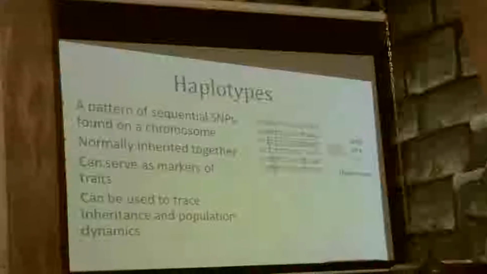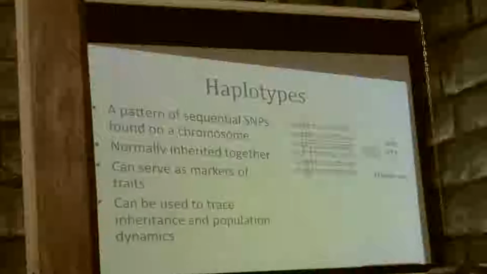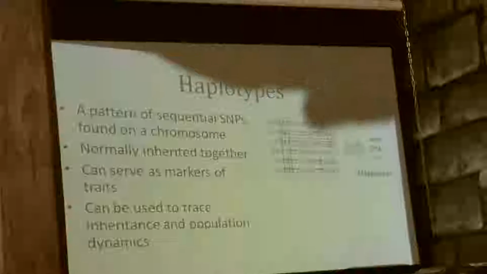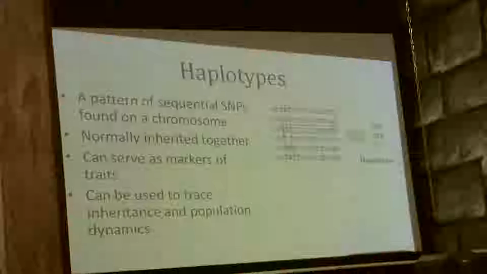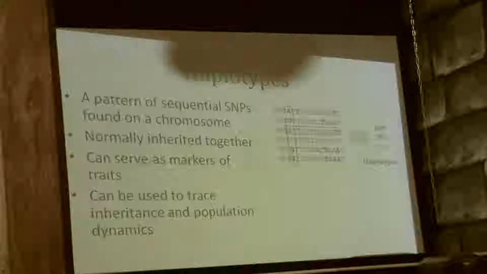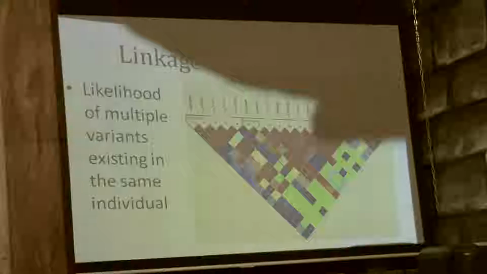So with that, you're getting chunks of mutation that come through all at the same time, maternally or paternally. And these chunks are what's called haplotypes. So you don't just get one mutation at any given spot, you get a group of them based on where those crossovers occurred, and they get inherited together. And these can serve as markers of traits. You can also trace population dynamics with them.